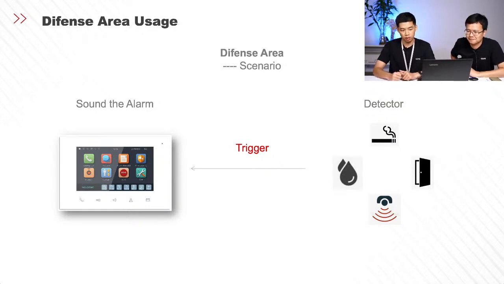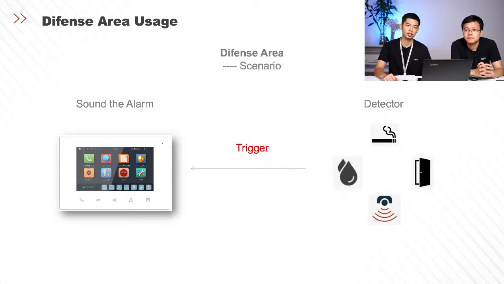The defense area means that you can connect all your detectors or sensors to your monitor. Those detectors can include smoke detectors, water level detectors, door magnetic sensors, and maybe some other infrared or wireless sensors. You can buy them from the market very easily, as long as they take a dry contact signal. When those detectors are triggered, they send a signal to the indoor monitor. What happens next is that the monitor itself will sound the alarm, and it is also possible to send the signal to the community guard station, so that the guard can know what is happening at your house.